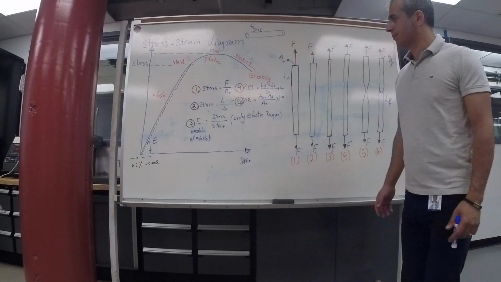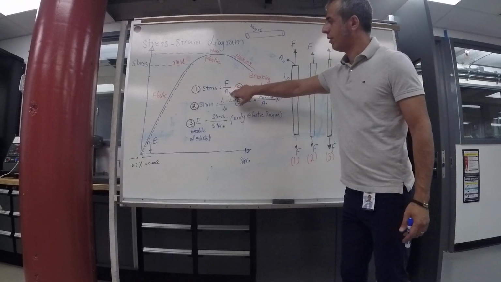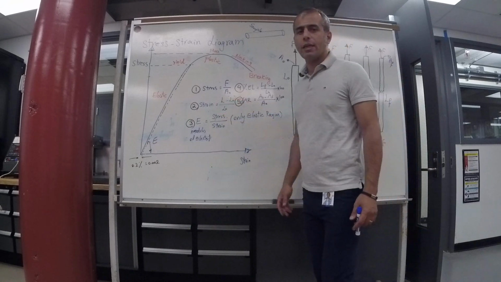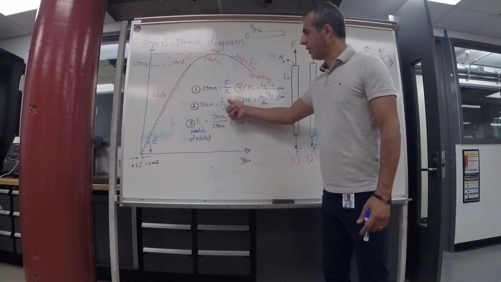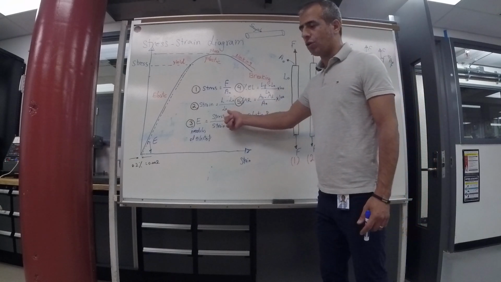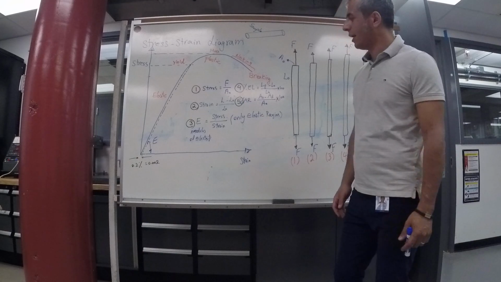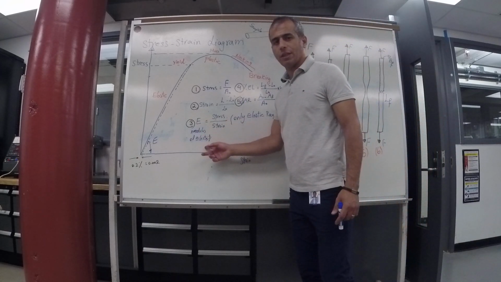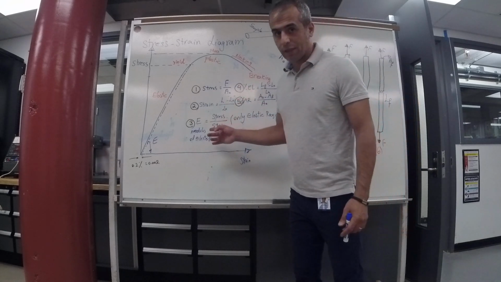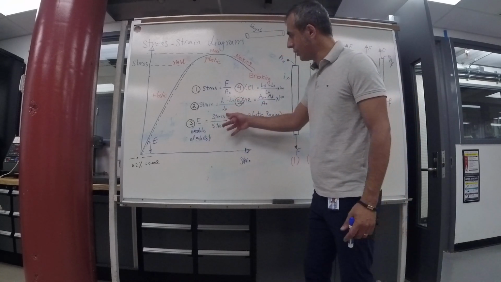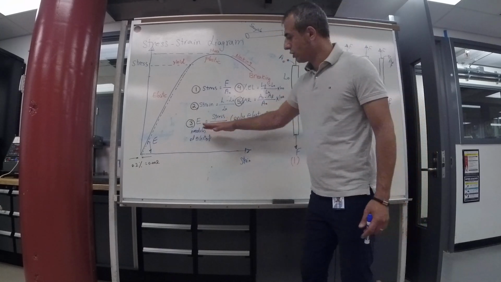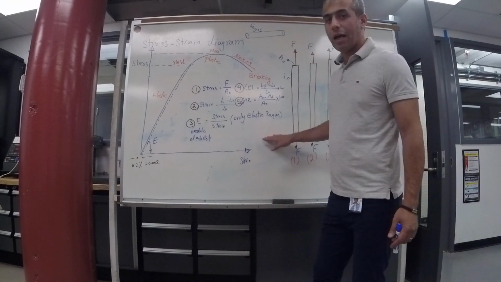What is stress? Stress means force divided by original cross section. What is strain? Strain is the difference in the length under two different conditions divided by original length. And then modulus of elasticity, one of the mechanical properties of the material, is stress divided by strain. As you know, modulus of elasticity applies only in the elastic region.